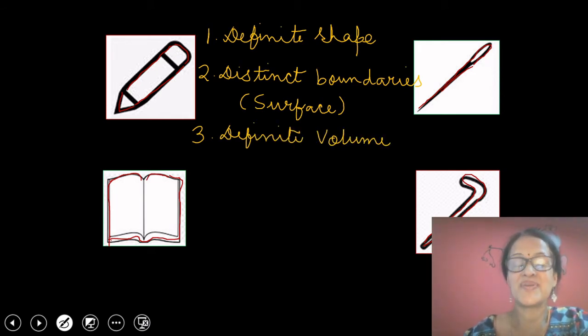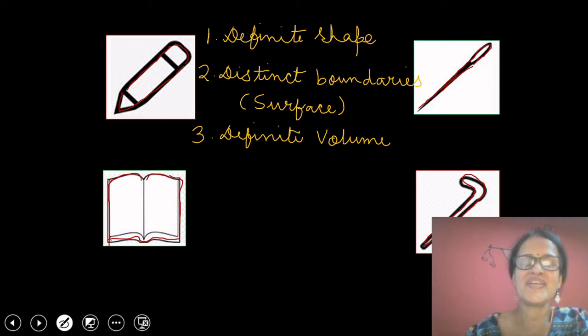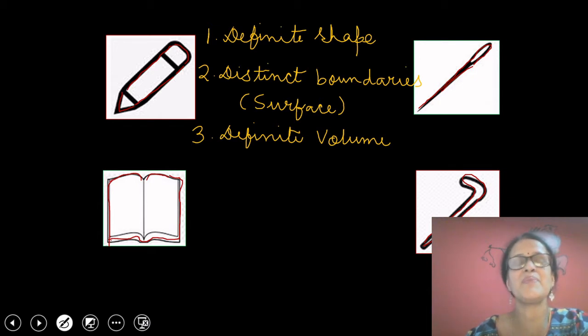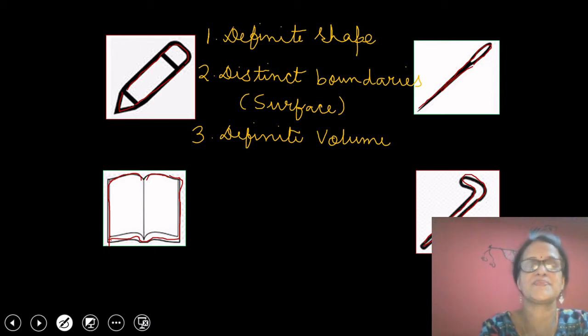Now children, try to change the shape of these objects by applying force on them. What do you think? Will you be able to change the shape of these objects by applying force on them? Definitely you must be knowing the answer that solids resist change in shape when force is applied on them, because the particles are very closely packed in them. If you are trying to change their shape by applying force on them, the shape cannot be changed. If you are applying excessive force, the solids may break. So we can conclude that solids are rigid.